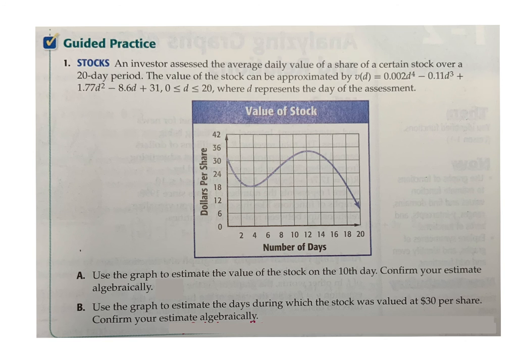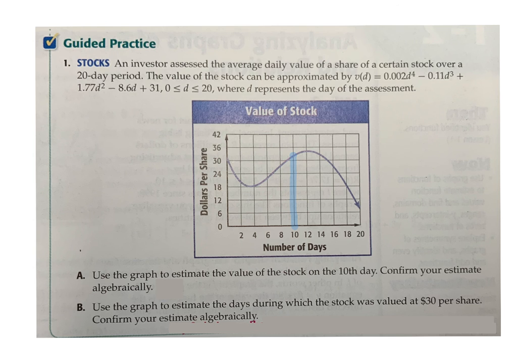All right, let's look at the first question. Use the graph to estimate the value of the stock on the 10th day. The 10th day. So I'm going to go to day 10, and I'm going to go right here. All right. So approximately what would the stock have been on the 10th day? Maybe about 32, right? And then it says use the graph to estimate the days during which the stock was valued at $30 a share.